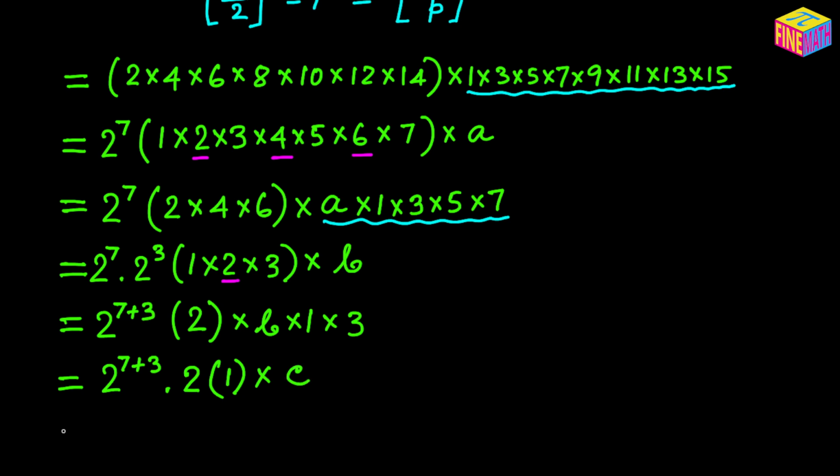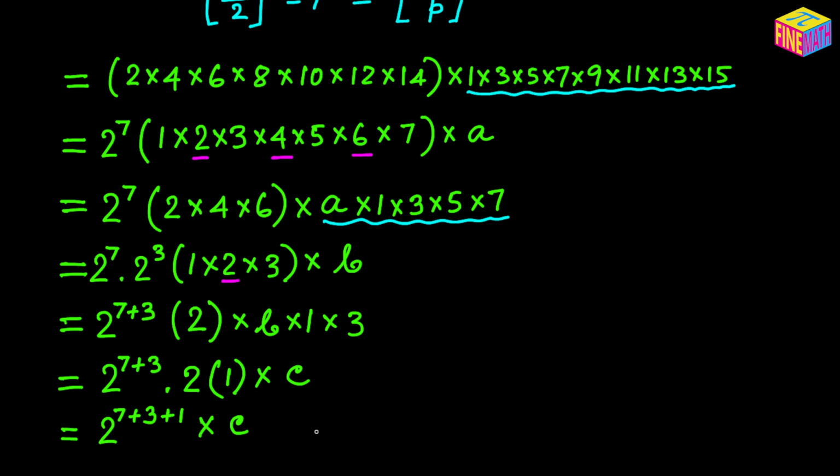So from here you can say, okay, so this is looking like 2 to the power 7 plus 3 plus 1, because we have this one other factor, right? So I'm adding the exponents there. So 2 to the power 7 plus 3 plus 1, and then times we have 1 times c, so we can write it as c.